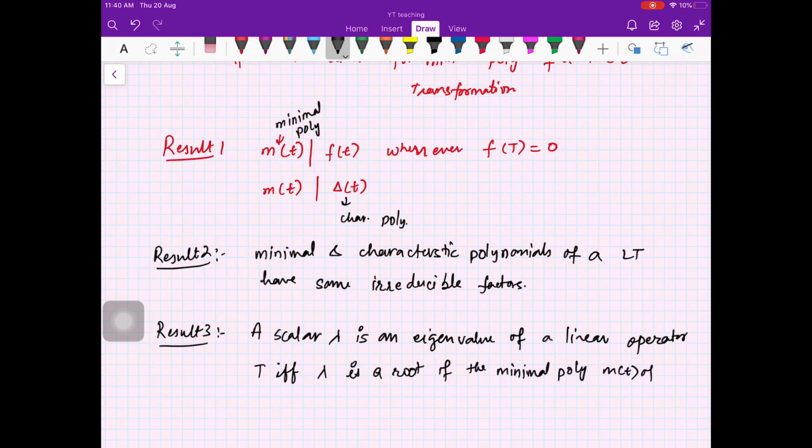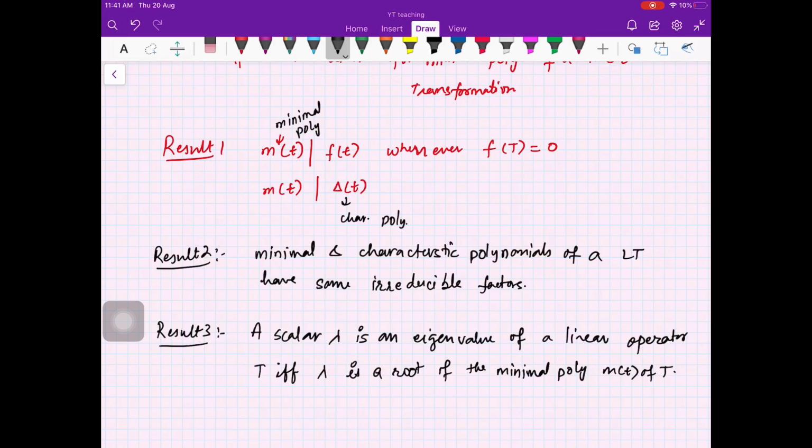m(t). You see, till now we knew that eigenvalues are the roots of the characteristic polynomial, right? Now because we know that the characteristic polynomial and minimal polynomial have the same irreducible factors, therefore lambda is an eigenvalue of the linear operator T if and only if it is a root of the minimal polynomial, right? So this way you connect the minimal polynomial of a linear transformation with the minimal polynomial of a matrix, and that matrix is the one which is representing your linear transformation.